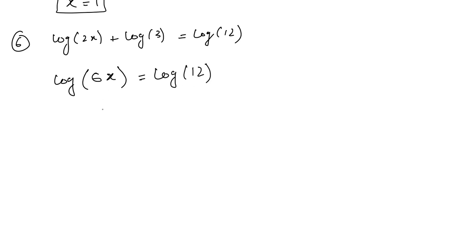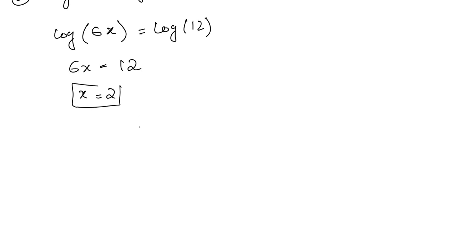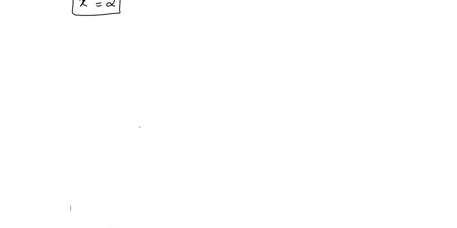We can cancel log from both sides, so we will be left with 6x is equals to 12, and 6 and 12 will be cancelled out, and we will be left with x is equals to 2. These are quite healthy questions to practice if you are at a beginner level in logarithms. So I hope this video is quite helpful for those who are doing basic mathematics or are at their junior levels.